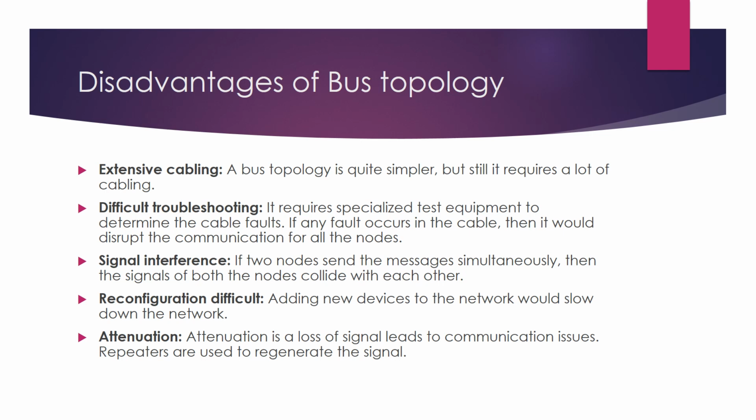Then signal interference. If two nodes send a message simultaneously, the signals of both the nodes collide with each other. So signal interference is definitely also a big problem of the bus topology. Reconfiguration is difficult because adding a new device to the network would slow down the network. And attenuation, a loss of signal, leads to communication issues. Repeaters are used to regenerate the signals.